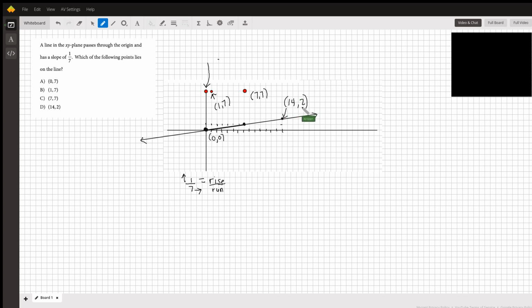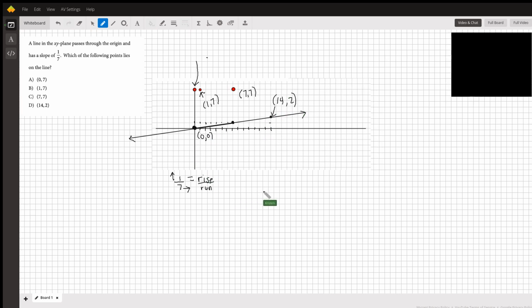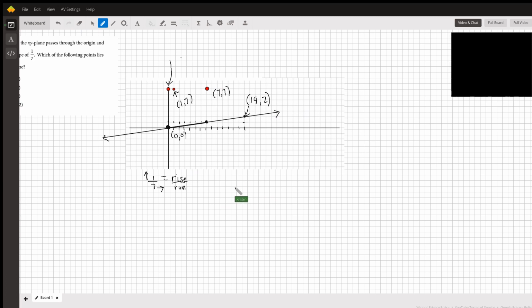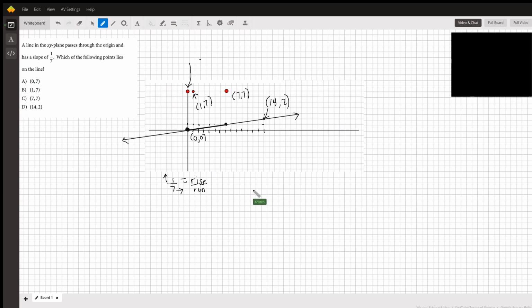Okay, so now what if you didn't want to graph this? Is there another way to do it? There is. So all we would have to do in order to solve this algebraically is write the y equals mx plus b form of the equation with the information given, and then plug those points in one by one to figure out which one works. So to write the mx plus b form of this equation, we need to know what m is and what b is. Both of those things are given to us, right?